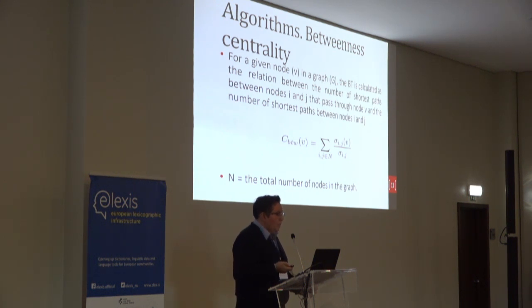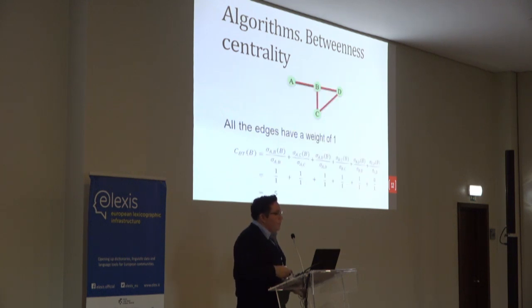It's some mathematical stuff, and it says that for a given node V in a graph G, the betweenness centrality is calculated as a relation between the number of shortest paths between nodes I and J that pass through node V and the number of shortest paths between nodes I and J. So in this next layer, I give you a little explanation of how this is calculated. This is a very small graph that only contains four nodes, and we are trying to calculate in this case the betweenness centrality of node B.